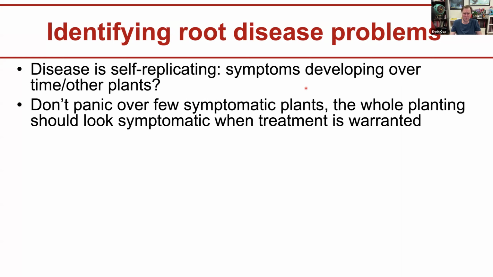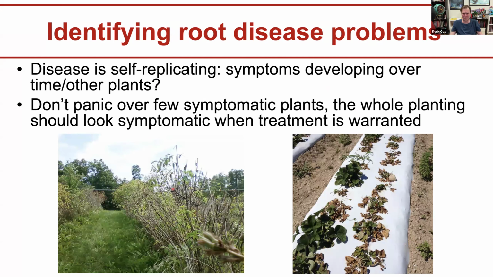Now, if you just see a few symptomatic plants, you don't panic yet, but when the whole planting starts to look symptomatic or is progressively becoming symptomatic, that's when you need to take action. A couple of different things that you might see. This is actually some winter injury in raspberries. The buds were broken on the floricanes, and then they just look like this sort of hazy fog. Well, what is that? This is another winter injury as well.